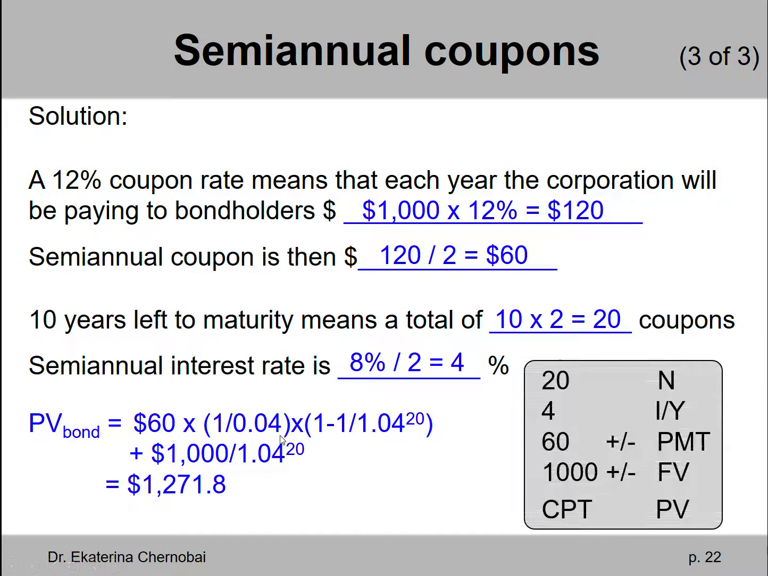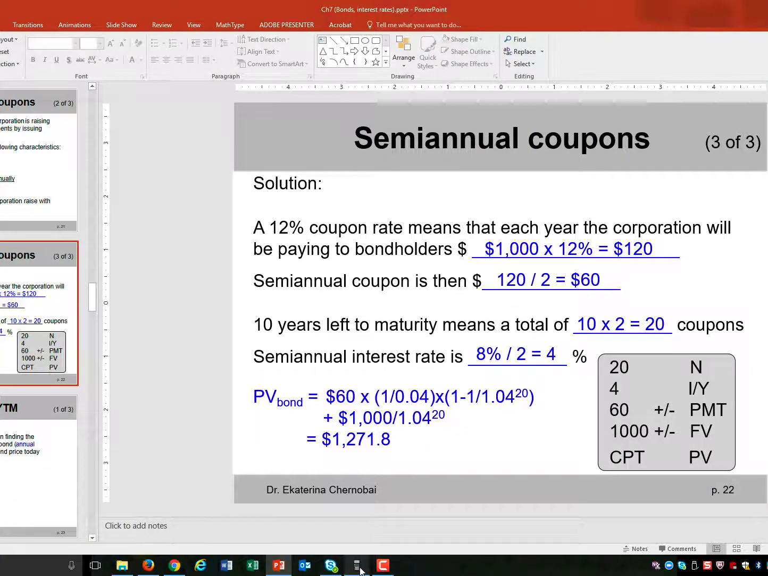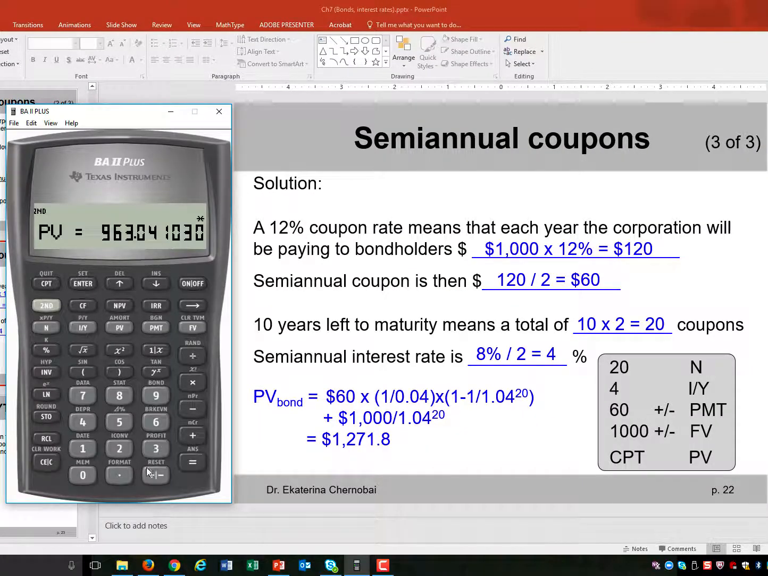And of course, you can do it in the financial calculator. So let's do it together. Let's clear everything we had from our earlier calculations. Let's also increase the decimal places. Let's try second decimal place. Let's make it 6. Enter.